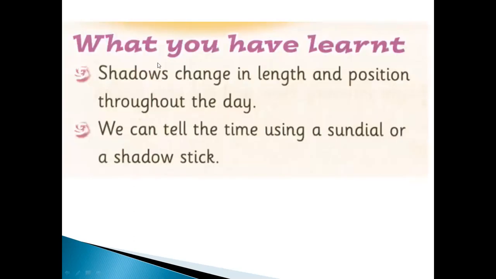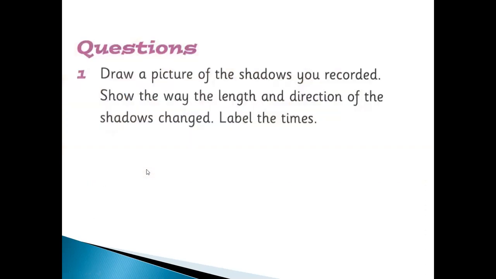It was an easy topic. I hope you enjoyed today. What you have learned is that shadows change in length and position throughout the day, because the sun does not stay in the same place. It's moving at different times, giving light from different positions. We can tell the time using sunlight, a sundial or a shadow stick clock.